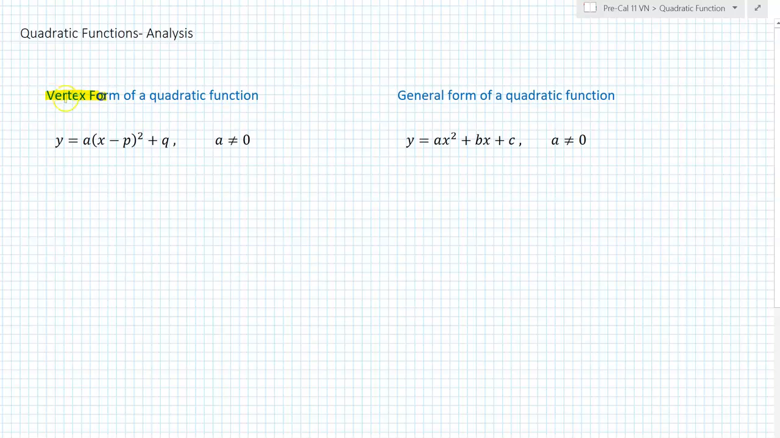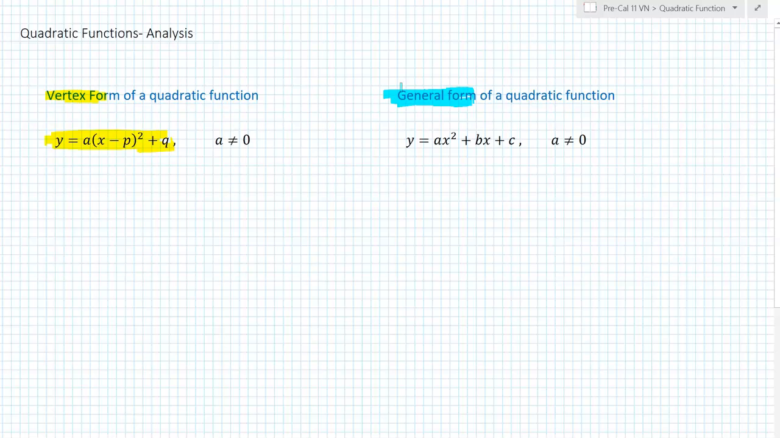This is the vertex form right here, where it's written in the form of y equals a times (x minus p) all squared plus q, and where a cannot be 0. We also know the general form. Right, the very first thing that we talked about was the general form.